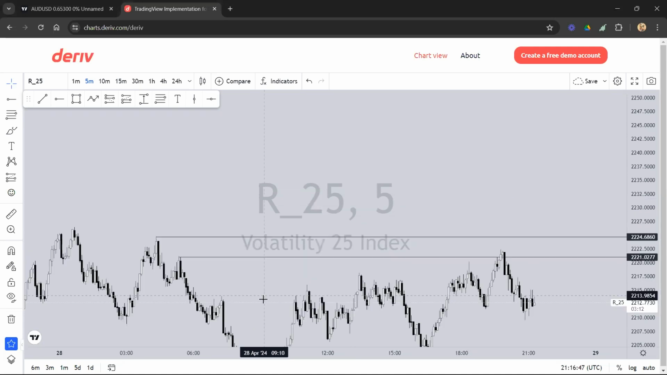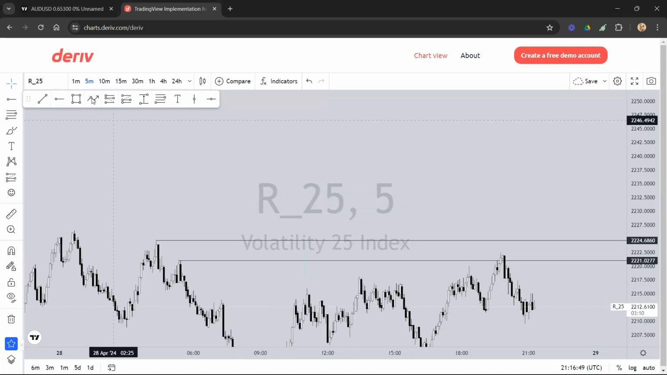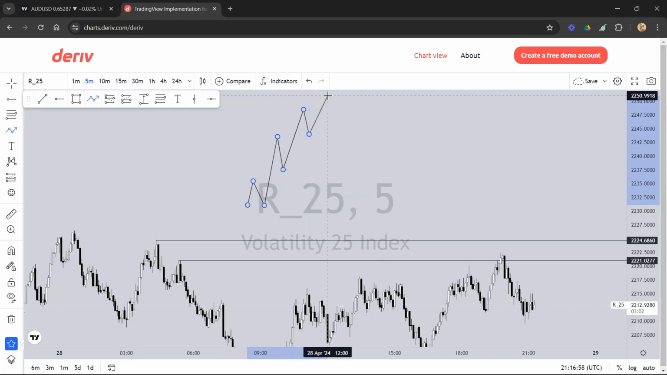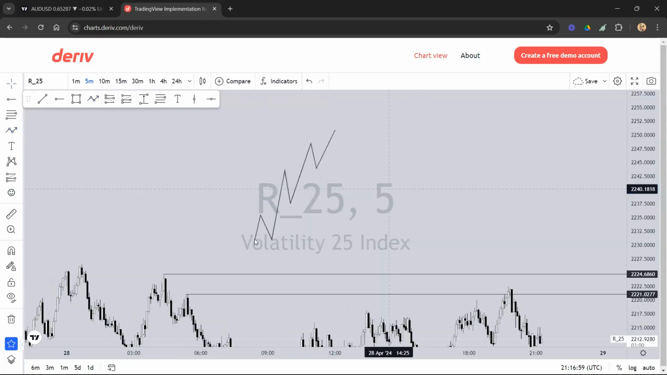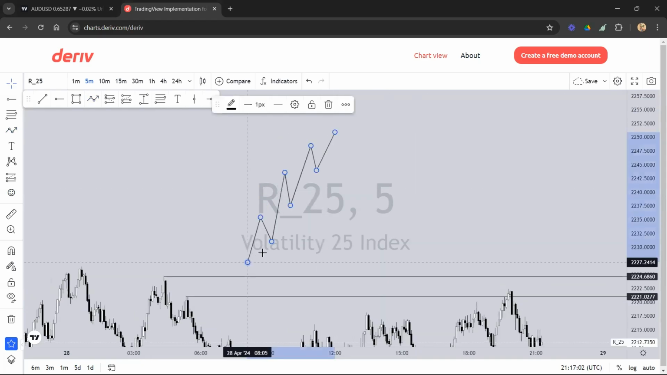Okay, so we talked about us having two types of market structure: the basic market structure, which is this one I just drew, and the advanced market structure.